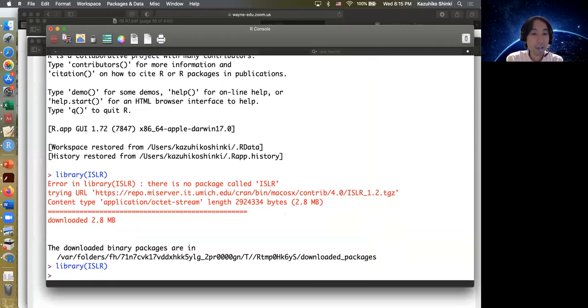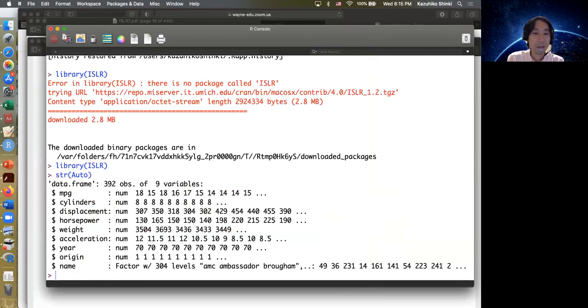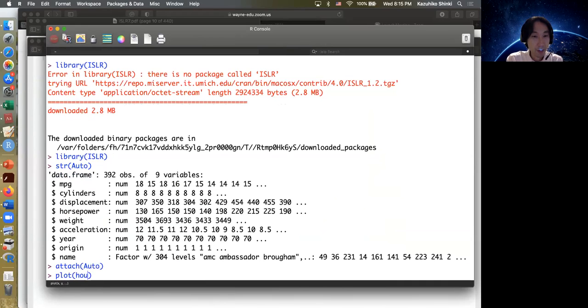So now library, then Auto data. Maybe you can see the Auto data. So this has 392 observations. Then we can make an interactive graph. So plot, okay, maybe attach the data first. Then plot horsepower, MPG.